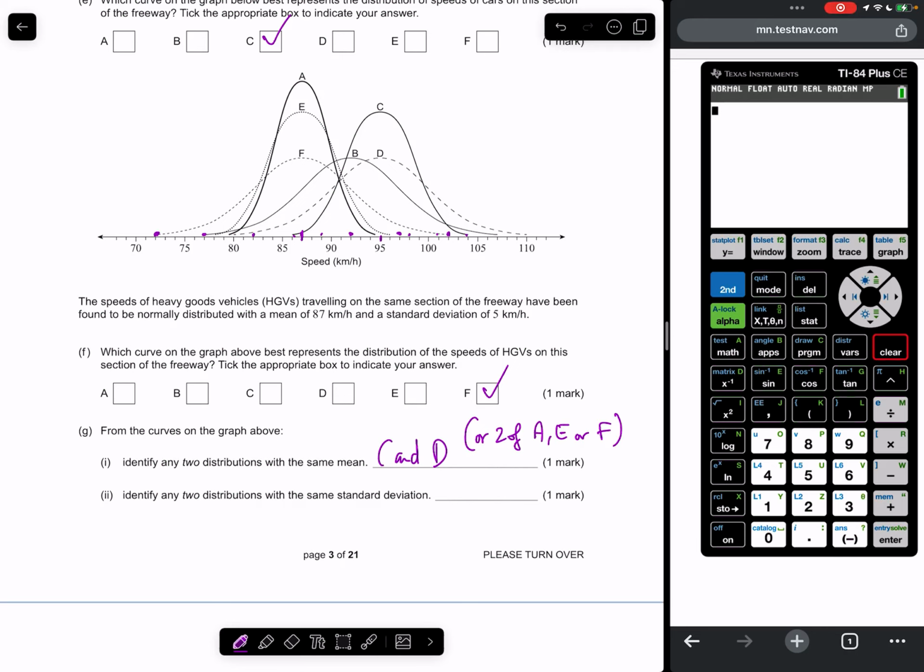Identify any 2 distributions with the same standard deviation. So we're looking for distributions that have the same width. That's D and F are both the same width. Are there any other options? Well, B is the same width as those. You could say 2 of B, D, or F as well. It's another option.